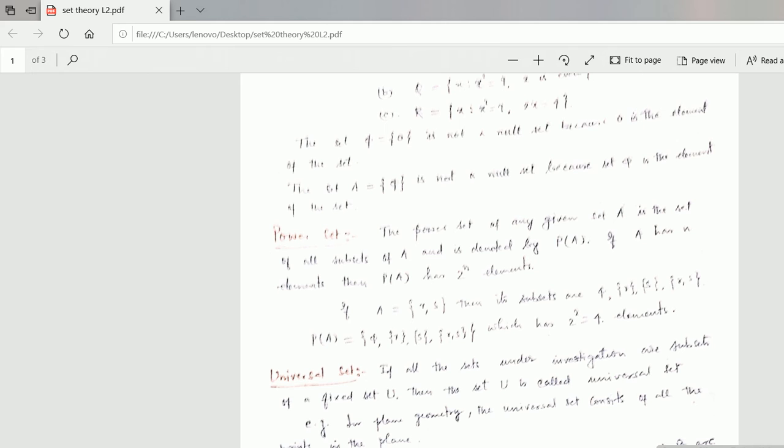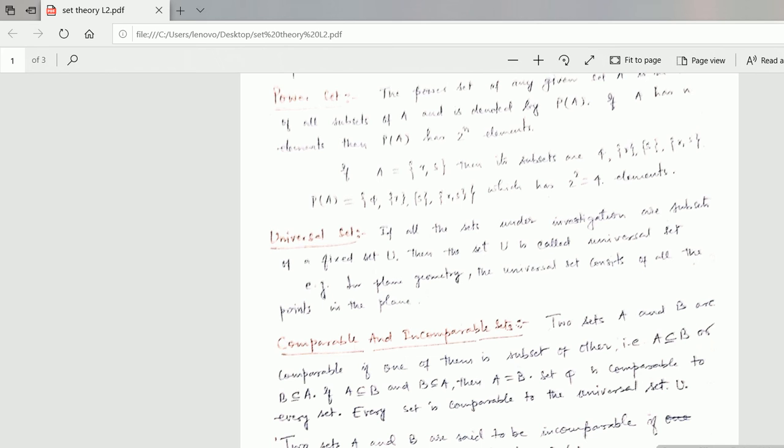See the example. Set A has two elements, R and S. Then how many subsets will there be? Phi is one subset, {R} is one subset, {S} is one subset, and {R, S}. That means the power set has a total of 4 elements: phi, {R}, {S}, {R, S}. These are all subsets of A, and the power set of A has 4 elements.